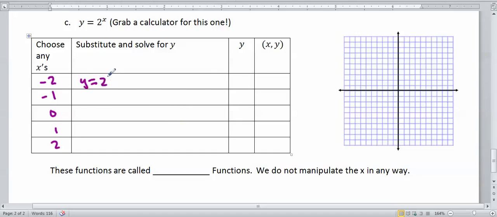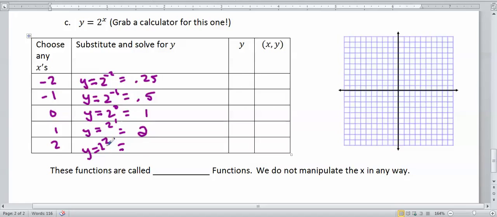So I get y is equal to 2 to the -2nd power. Okay, and y is equal to 2 to the -1 power. 2 to the 0. Y is equal to 2 to the 1. And y is equal to 2 to the 2. Okay, if I evaluate these, plug that into my calculator. 2 to the -2 power comes back as 0.25. Okay, so 1/4. 2 to the -1 power comes back as 0.5. 2 to the 0 power comes back as 1. 2 to the 1 power comes back as 2. And 2 to the 2nd power comes back as 4. So I've got 0.25, 0.5, 1, 2, 4.